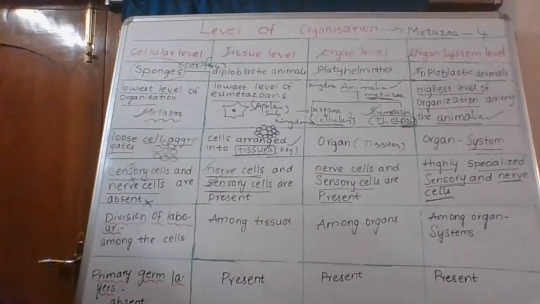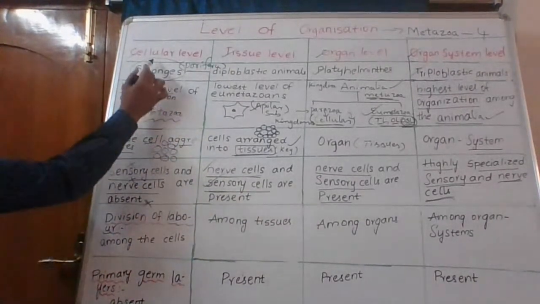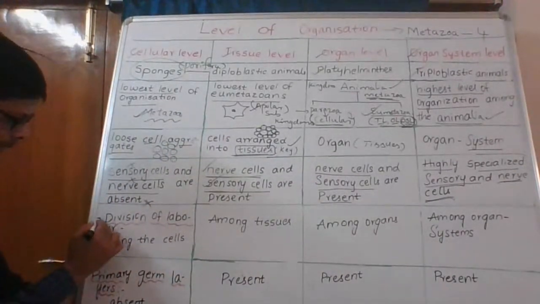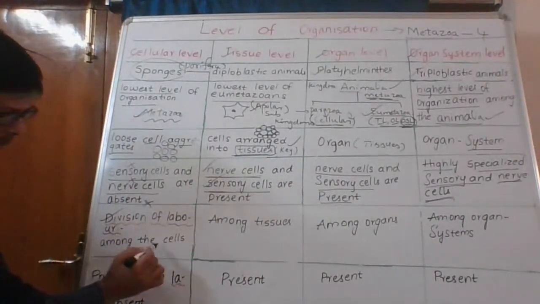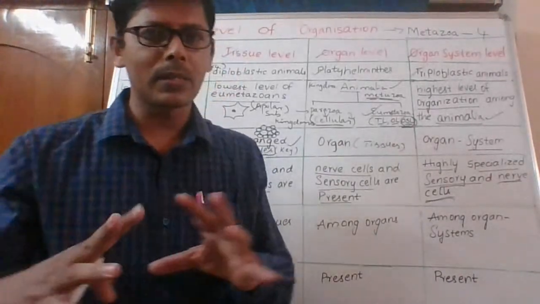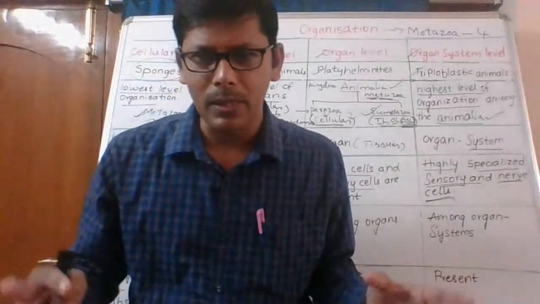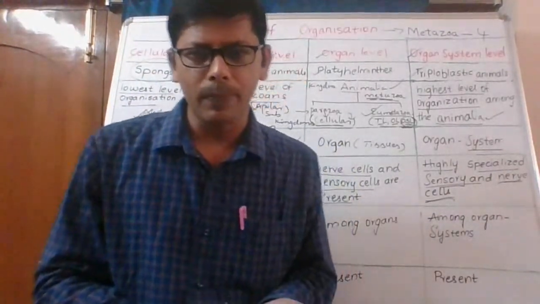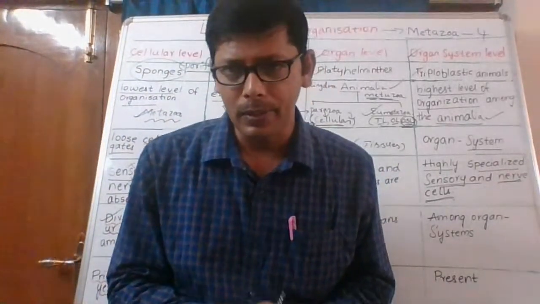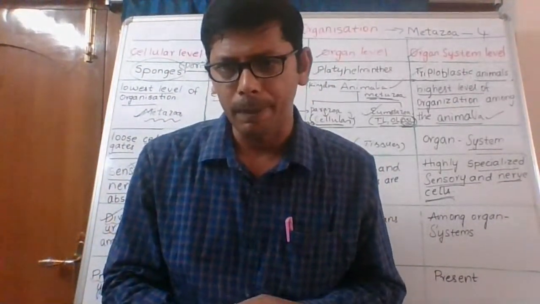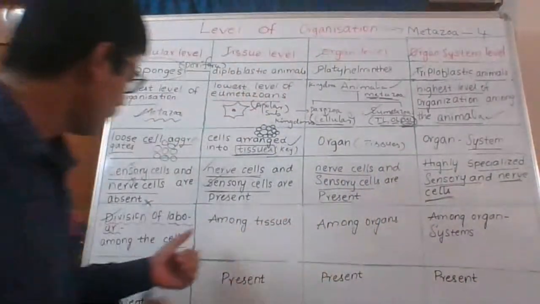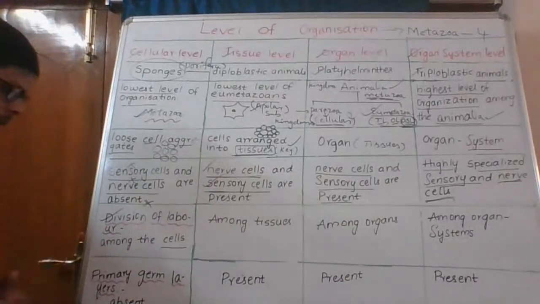Now come to the next point. In organisms which have the cellular level of organization, there is a division of labor among the cells. The work is shared among the cells. Yes, the sensory neuron is also called the afferent neuron. Very good, association neuron. Udesh and Sankar, very good. Okay, division of labor among the cells.